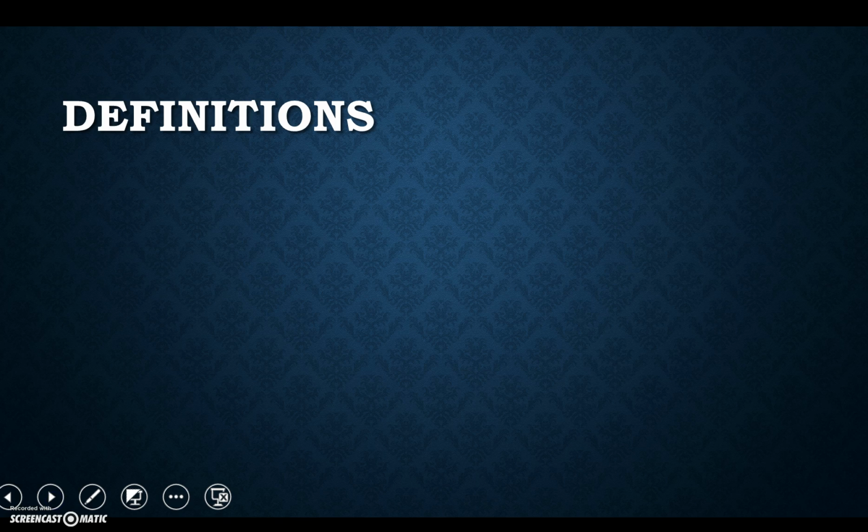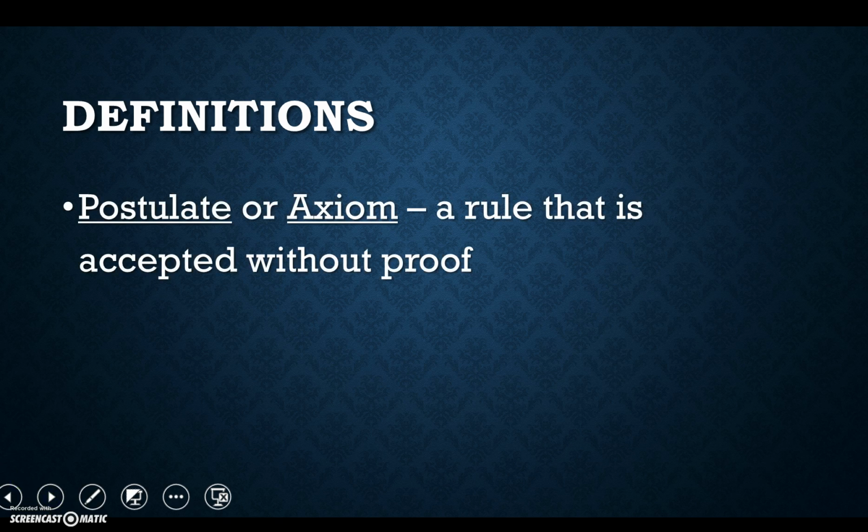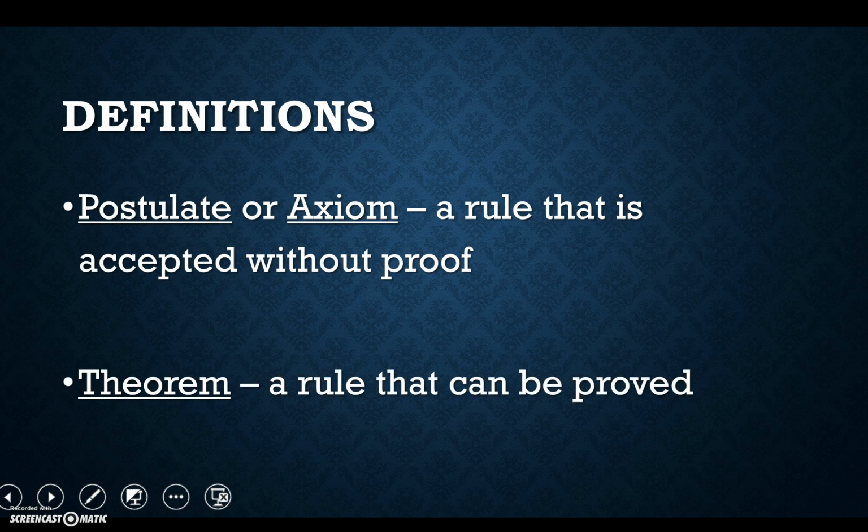So before we get into things, I want you to understand what a postulate or theorem is. We're going to introduce a couple of them within this video, so I want you to understand what those two words mean. The first is a postulate, or you can also call them axioms, but this is a rule that is accepted without proof. So if I say this is whatever postulate it is, we don't need to prove anything about it. However, a theorem is a rule that can be proved.